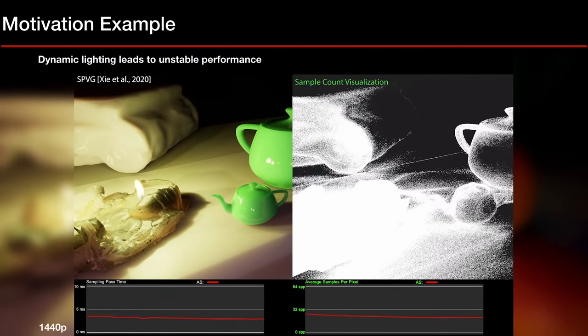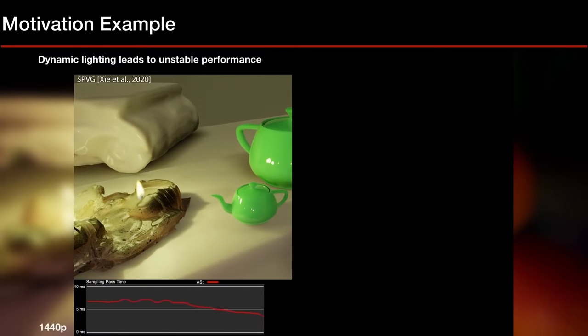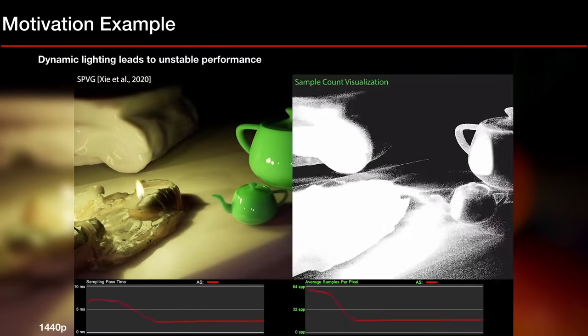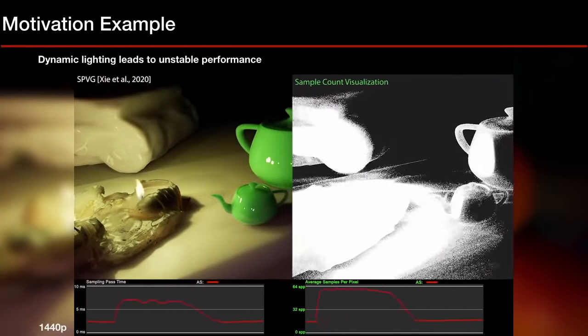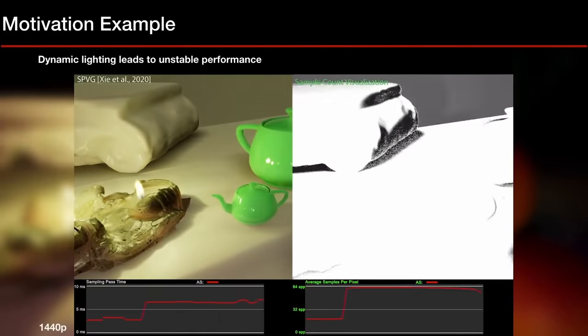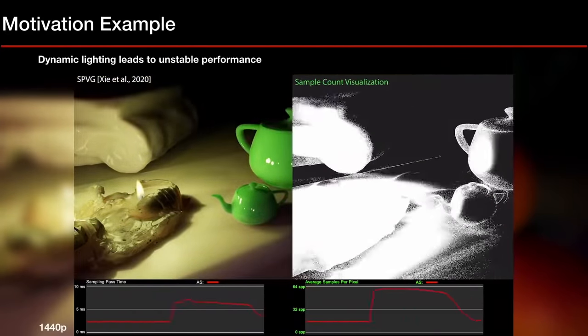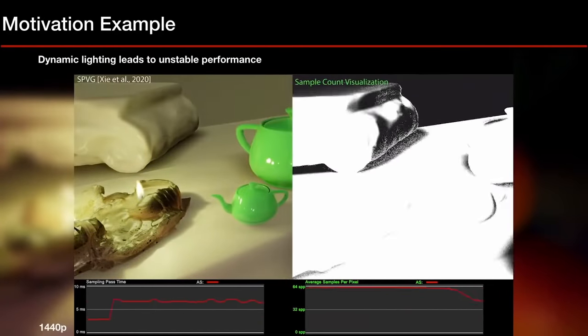The algorithm has good performance for stable scenes. However, dynamic lighting leads to unstable performance. Here, we show the scene and the corresponding sample count. The bottom shows the sampling pass time and the average samples per pixel for the whole frame. As you can see, turning the light on and off introduces a temporal variance of the lighting that increases the sample count and the corresponding sampling pass time.